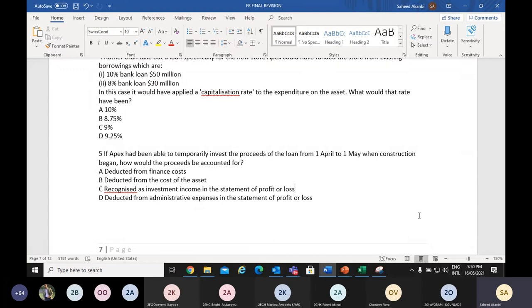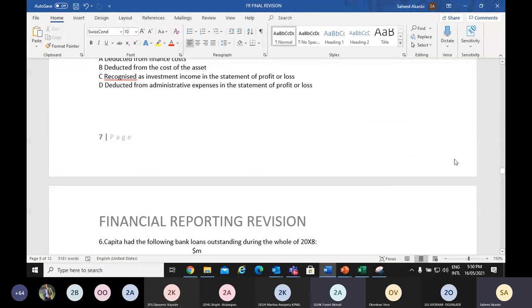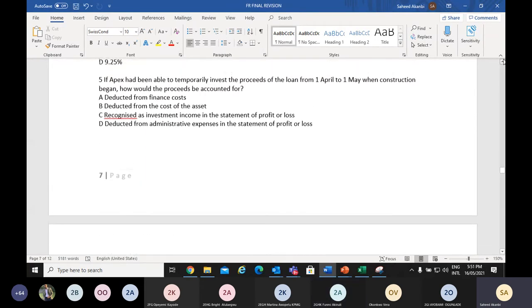So what does that mean? It means ultimately it's being subtracted from the cost of the asset. But the standard never said I should take it away from the cost of the asset. The standard says I should use it to reduce the borrowing cost that is eligible for capitalization. That means the answer to this question, based on IAS 23 principle, is A. That's the meaning. What's the answer? Yeah, the answer is A.